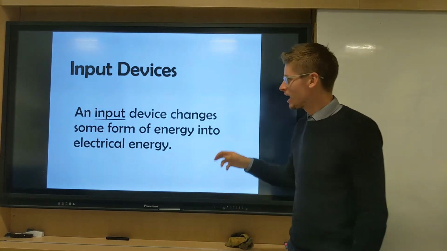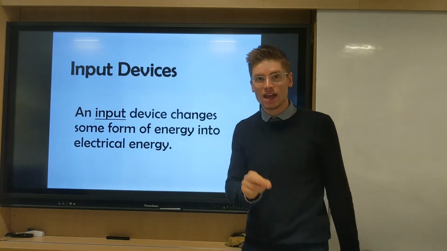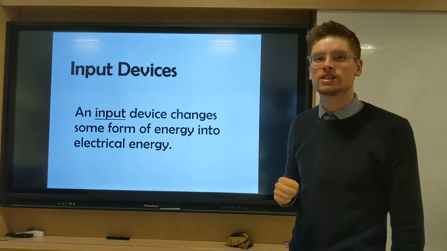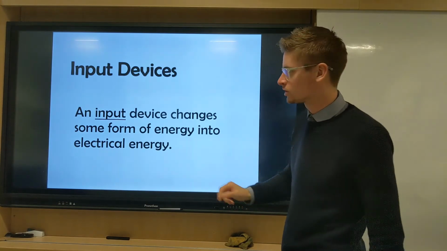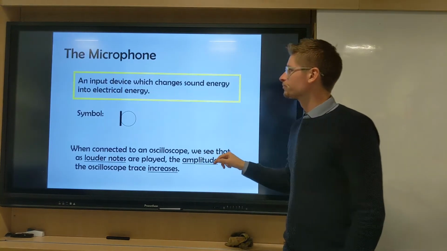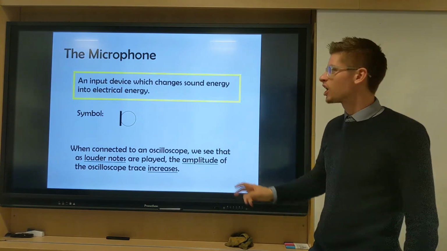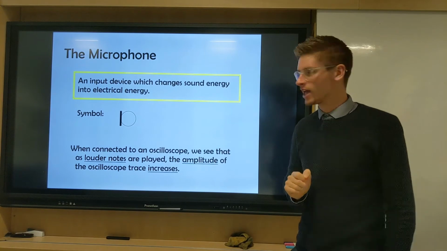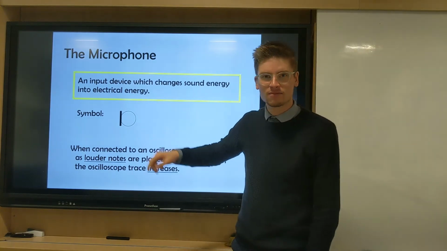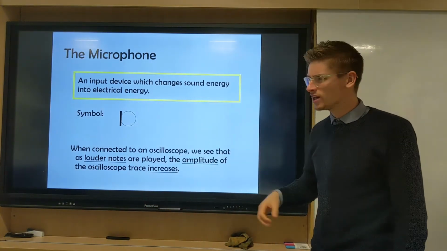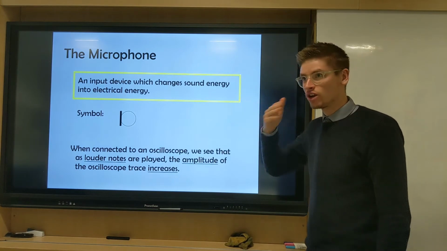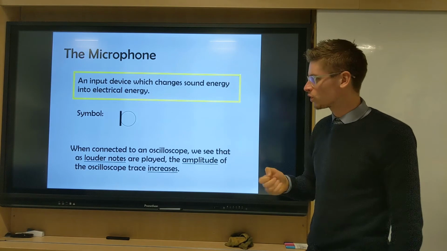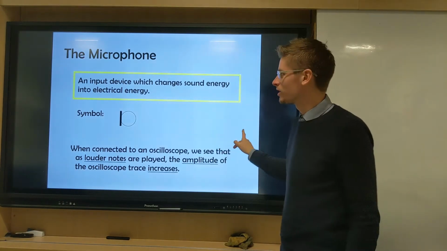What is an input device? An input device changes some form of energy into electrical energy. I'm going to give you a few examples. Some of them are extremely important. So, microphone. Good example to start with. A microphone changes sound energy to electrical energy. It has a wee symbol like that, but you all know what a microphone is. You sing into it, and it changes the sound energy that we sing or speak to electrical energy, into signal. So that's an example of an input device.